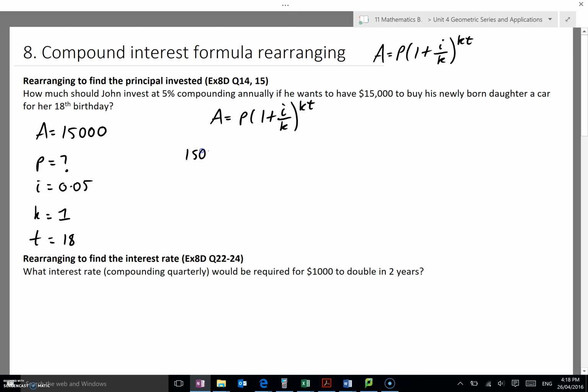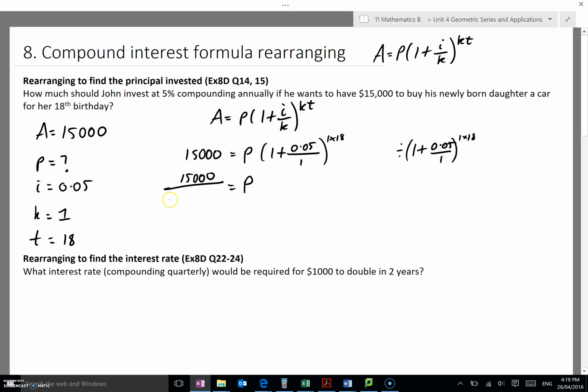So A is 15,000, P I'm not sure, (1 plus 0.05 all over 1) to the power 1 times 18. To get P by itself, all we're really solving is an equation like this: how would I find P if I know that 10 equals P times 2? I get P by itself by dividing both sides by 2. It's exactly the same for this problem, even though there's brackets and powers all over the place. To get P by itself, we're going to divide both sides by (1 plus 0.05 on 1) to the power of 1 times 18.